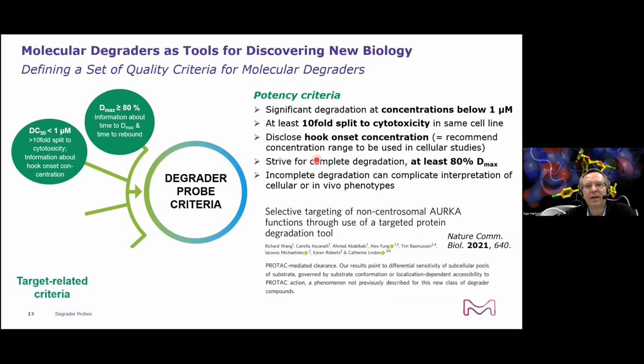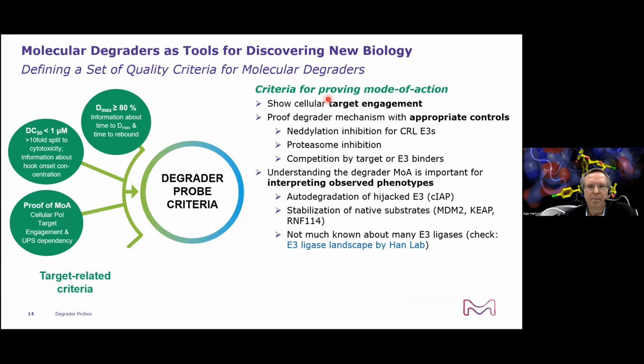So that's why I think it's really important to be aware, degrade as much and as completely as possible, and be a bit careful when you have incomplete degradation when interpreting phenotypes. I made a point that it's important to show target engagement. For the degraders, it's important to understand the mode of action.